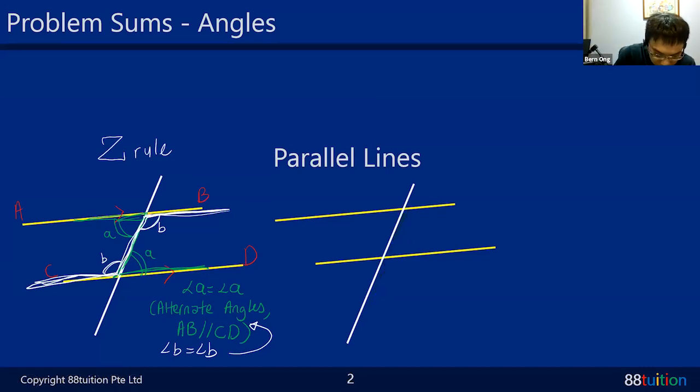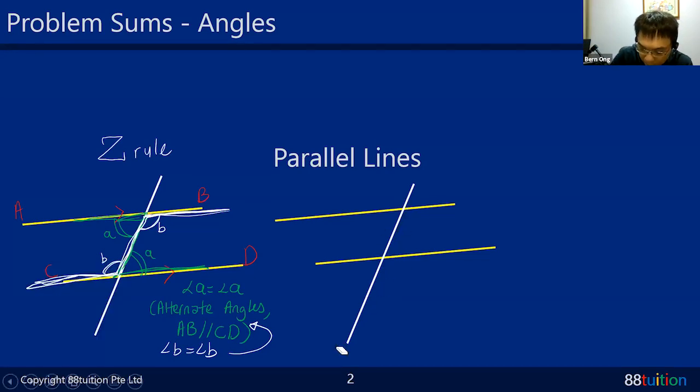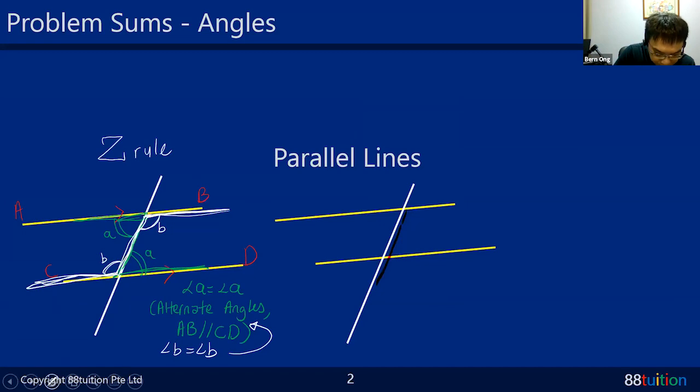Let me choose a different color. Maybe red. Okay, can you see the F down here? The highlighter is terrible. No, this is better. Okay, do you see the F here? This is called the F rule.